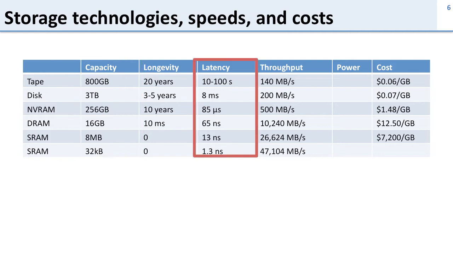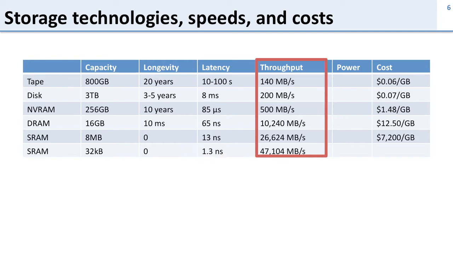If we take a look at latency, we see again a huge range of latencies. Tape can take anywhere from 10 to hundreds of seconds to access data because it has to physically fast forward or rewind the tape. Disks, on the other hand, are far faster. It takes 8 milliseconds to access data on a disk, but this is still really slow if you compare it to DRAM or SRAM, which are down in the nanosecond range. The reason for this is that disks have to spin a physical piece of metal material around to get to the data they want, whereas DRAM and SRAM just have to access it electrically.